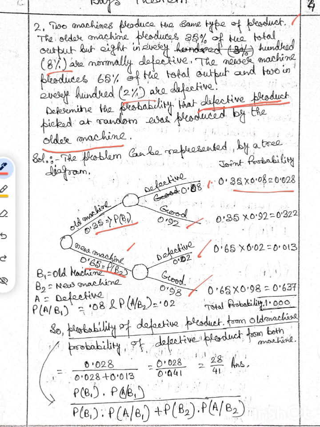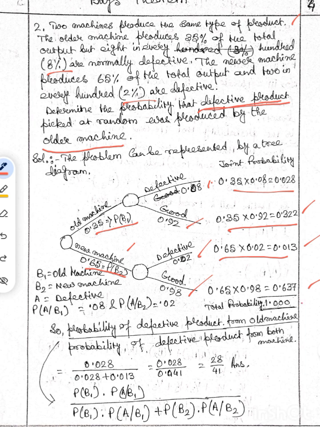Therefore good item from old machine is 0.35 into 0.92 equal to 0.322. Okay. Similarly, defective item from new machine is 0.65 into 0.02 equal to 0.013, and thereafter good product from new machine equals 0.65 into 0.98, 0.637. Total probability is 1. Okay.